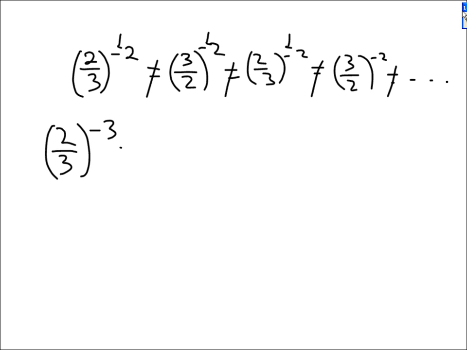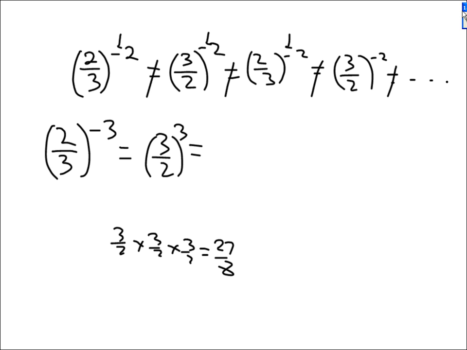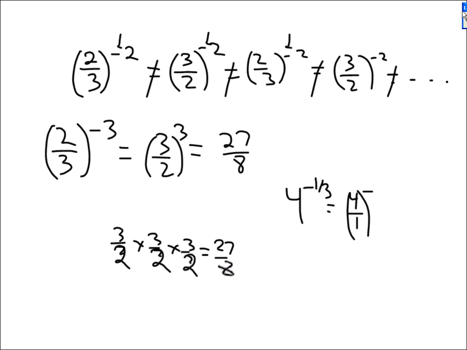Because once you flip it over, there is no negative exponent. 3 over 2 times 3 over 2 times 3 over 2, 27 over 8. 3 times 3 times 3 is 27. 2 times 2 is 4 times 2 is 8. That is all you do with negative exponents. The negative sign says, flip over the base. If there is no denominator, put 1.